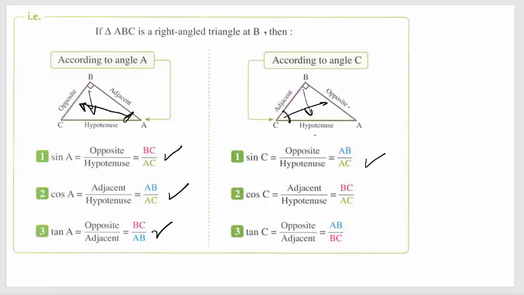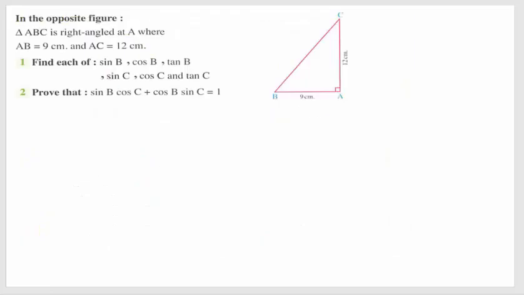Let's solve an example to make sure that we got it. In the opposite figure, he's telling me that ABC is a right angle triangle at A. So before I start anything, since ABC is a right angle triangle at A, BC is the hypotenuse, because as we studied before, the hypotenuse is the side which is opposite to the right angle, where AB equals 9 centimeters and AC equals 12 centimeters.